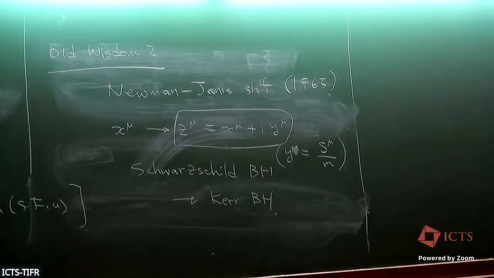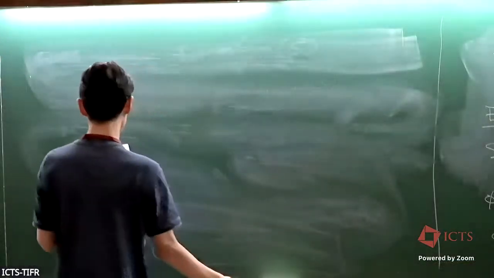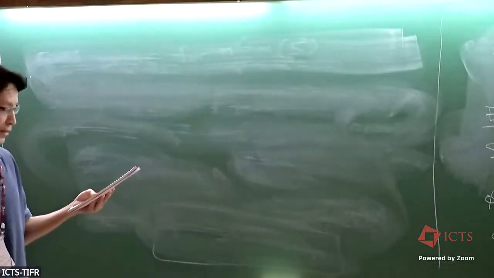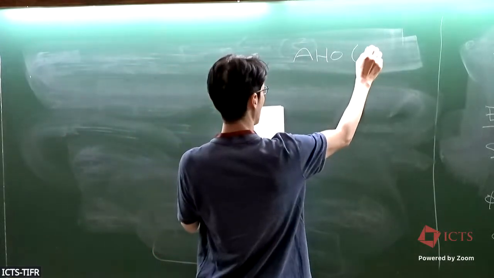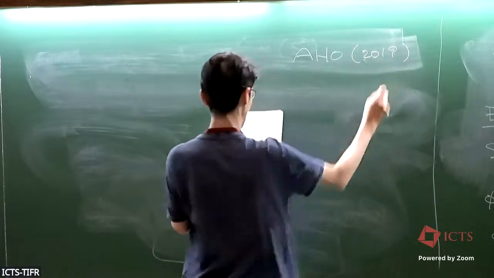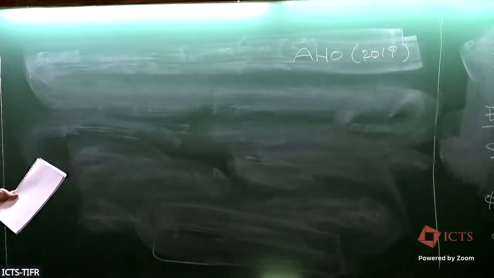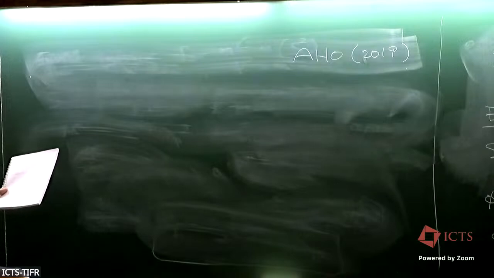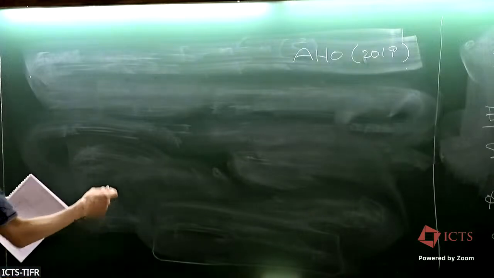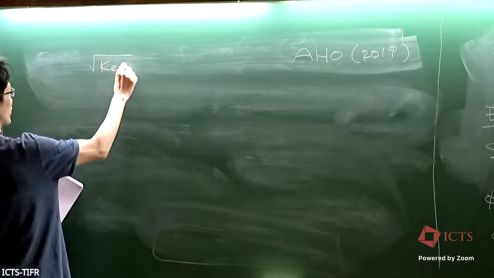Fast forward to 2010s, people did a lot of work on double copy and so on. So in a fun paper by Arkani-Hamed, Huang, and O'Connell, 2019, I'm not sure whether they were the first people, but anyway, they found the electromagnetic counterpart of the Kerr black hole, and they called it a square root Kerr solution.